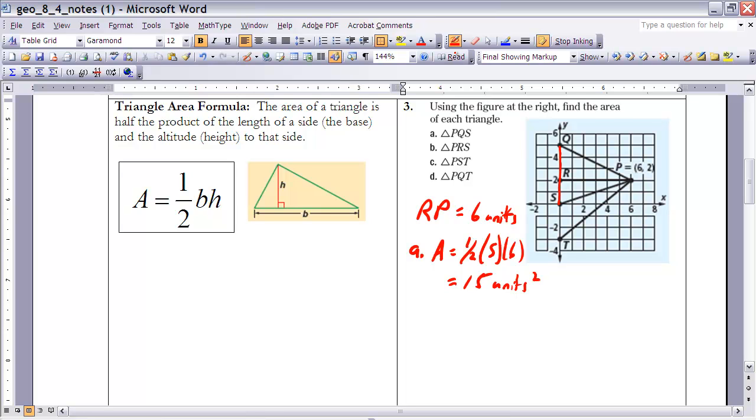Okay. So the other problems there, B, C, and D, I'm going to leave for you to do, and then we can talk about those in class.